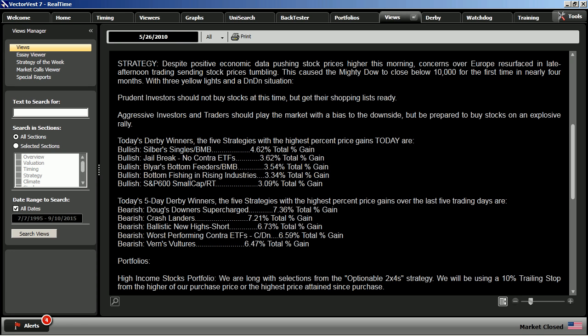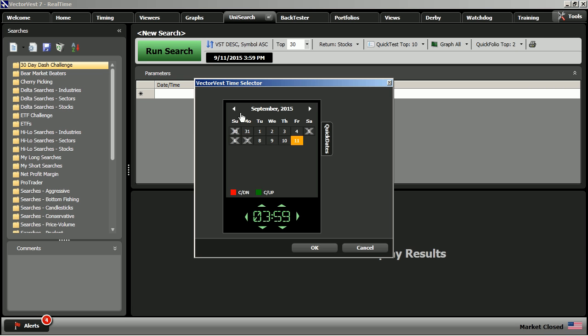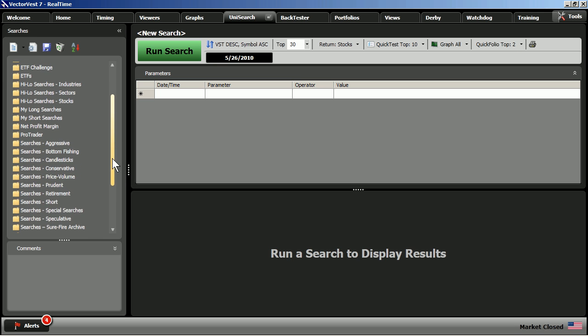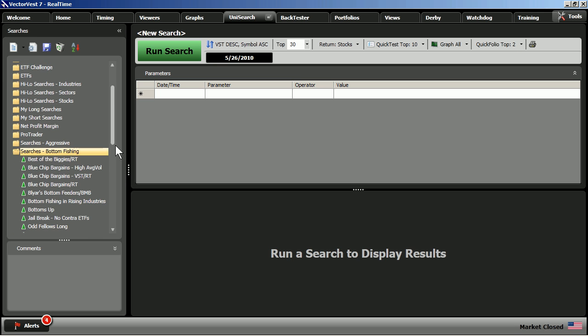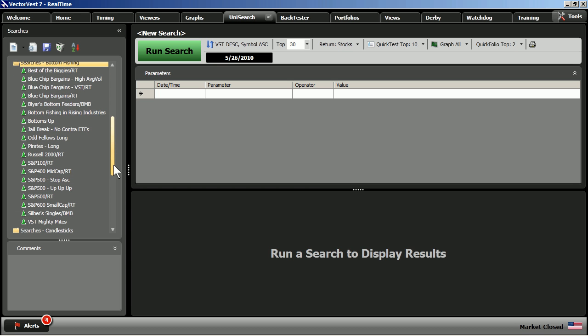On that evening, after seeing the bottom fishing strategies in place, the first thing I would do is go to the Unisearch tool. In this case, once again, we have to take it back to 2010 on the date of May the 26th. And I'll come over to the left-hand side here where my search directory is and find the searches-bottom fishing folder. And here's where we'll find 20 or so different strategies designed to help you find decent stocks that have been beaten up in price during a downtrending market.